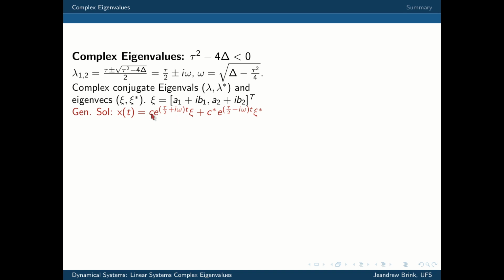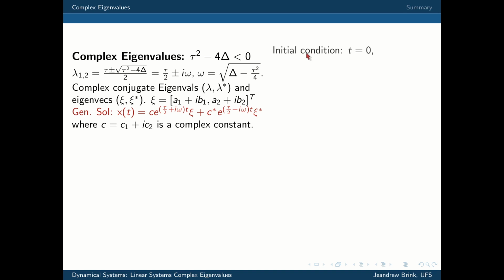So what we have here is that our constant is now a complex number. In other words, C has components C1 plus I C2. This is once again the exponent of the complex eigenvalue times t times the associated complex eigenvector, and then we add exactly the complex conjugate term. In other words, another complex constant times e to the tau over 2 minus I omega t times the complex conjugate eigenvector. So, to make clear, C is now a complex constant, and what we want to do now is write the answer in terms of initial conditions. Once again, we have to ensure that we get a real answer, and there's an elegant way of doing this.